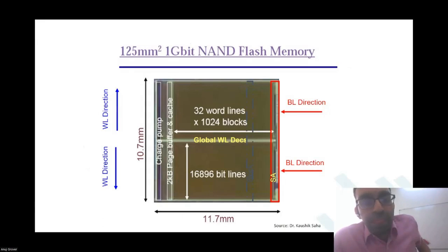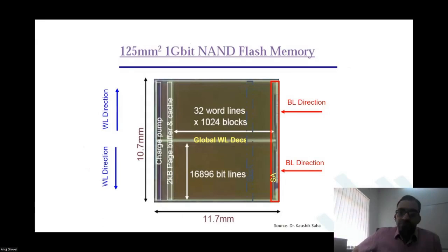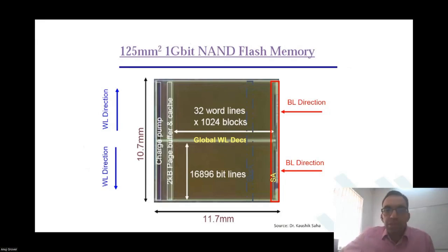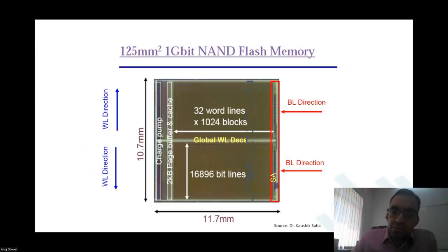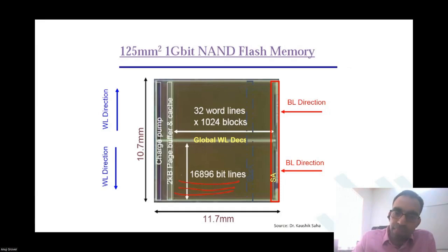So over here, if I say that this is my flash memory, 125 millimeter square, 1 gigabit flash memory, then there are bit lines that are running like this. Over here, in every block, how many word lines do I have? 32. And there are 1024 blocks. So there are 32K word lines in total.